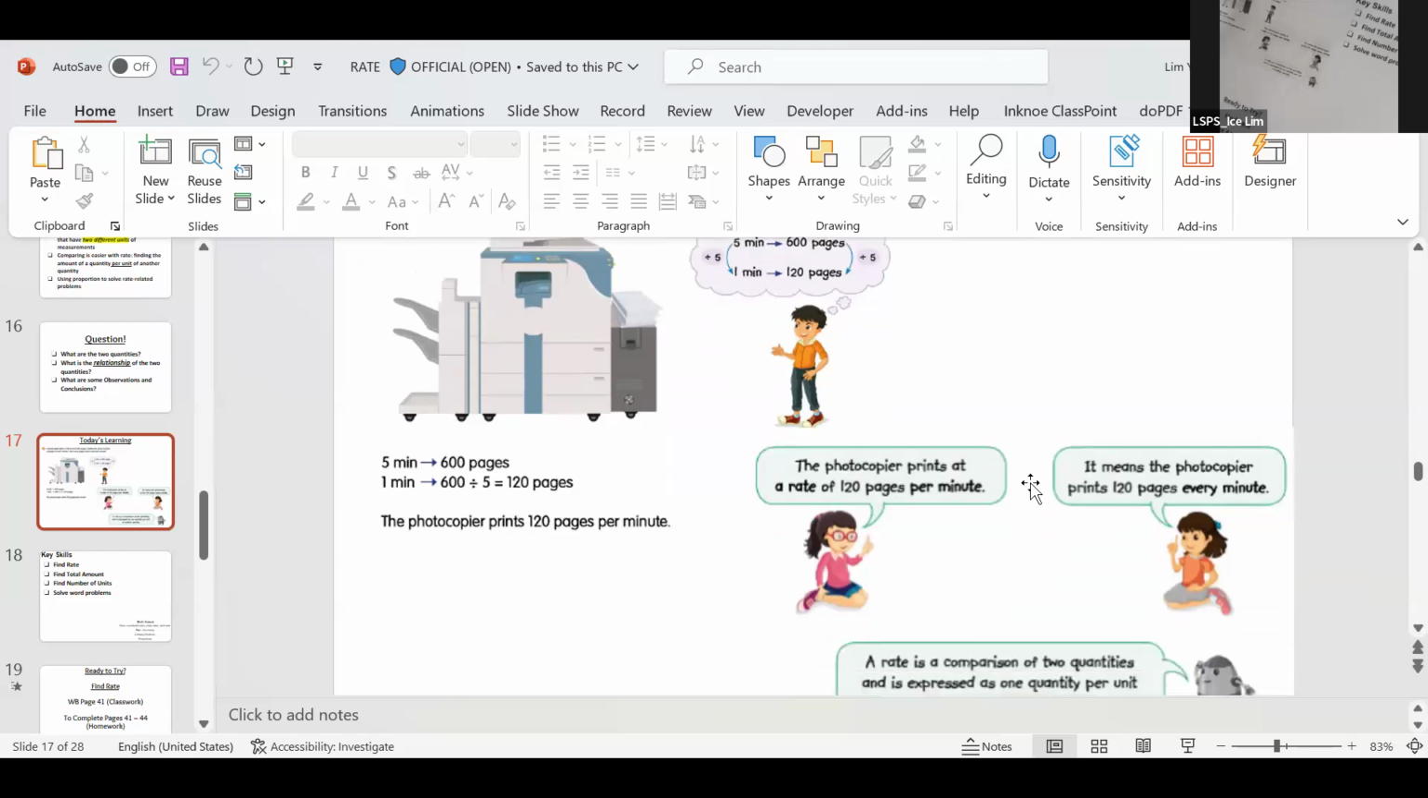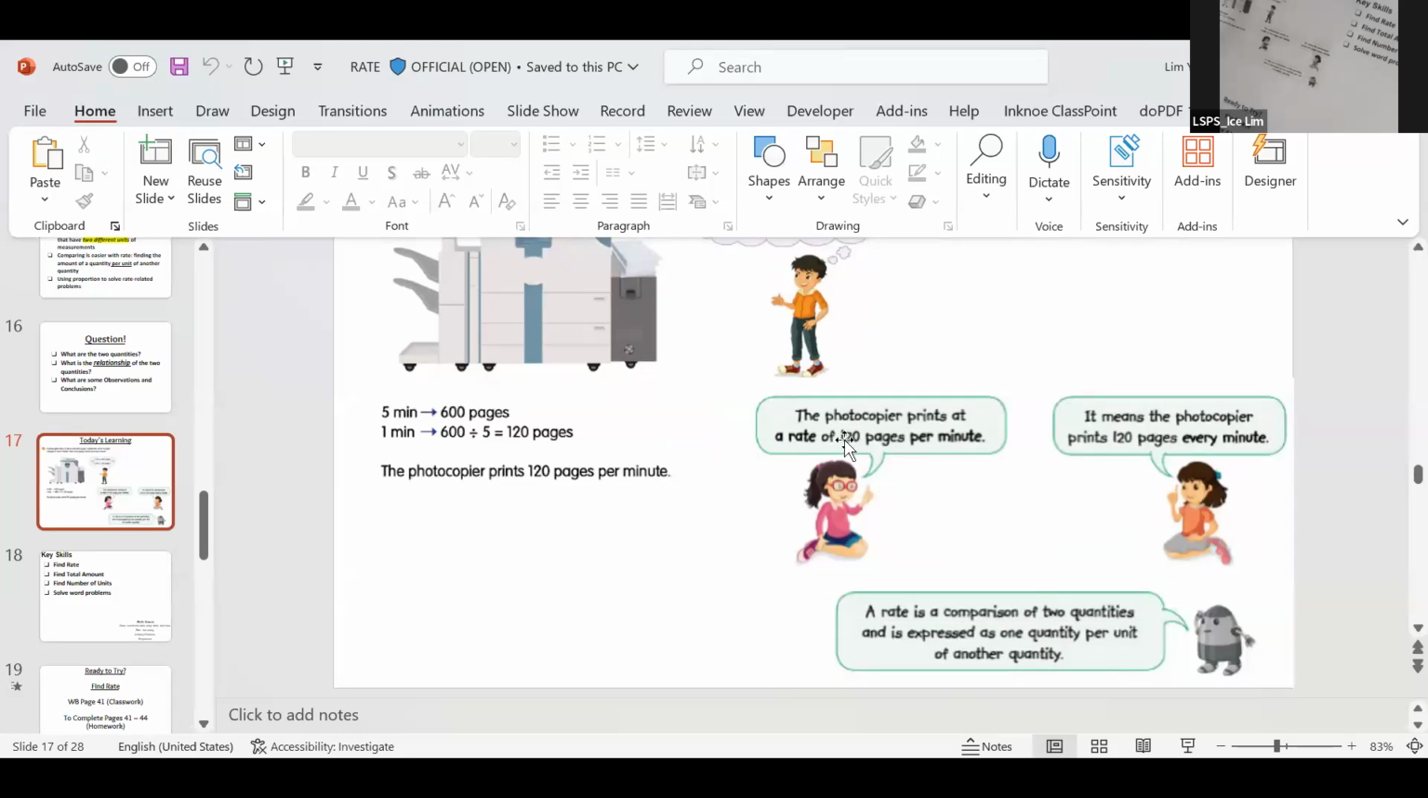So here, the photocopier print rate is 120 pages per minute. It means that the copier prints 120 pages every 1 minute. So rate is a comparison of two quantities and is expressed as one quantity per unit of another, which has a unit.